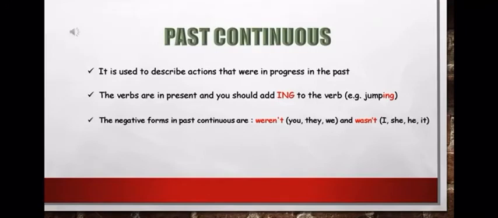The negative forms in past continuous use the verb to be in past. So they are weren't for the subjects you, they, and we, and wasn't for the subjects I, she, he, it. Weren't and wasn't are basically used to say no, so something wasn't happening in the past.